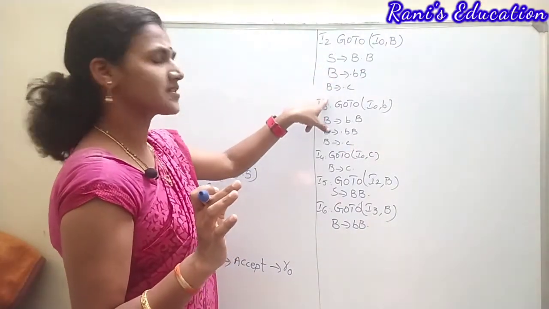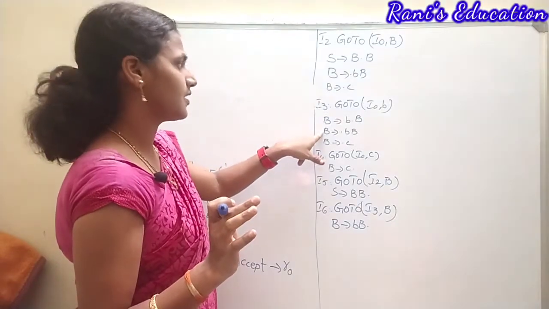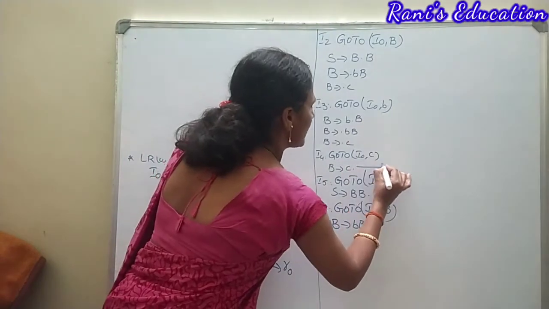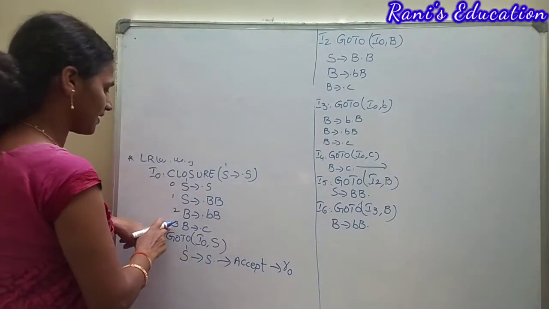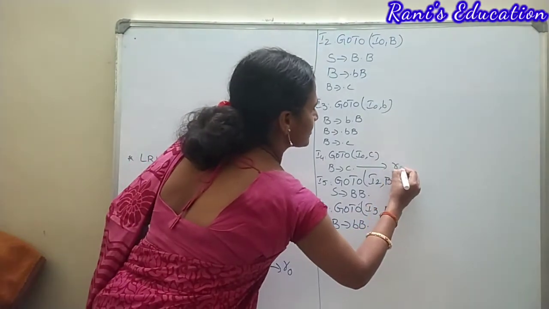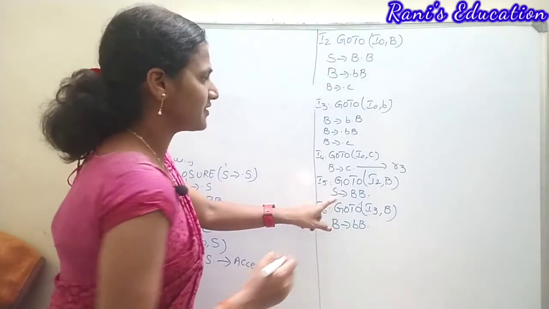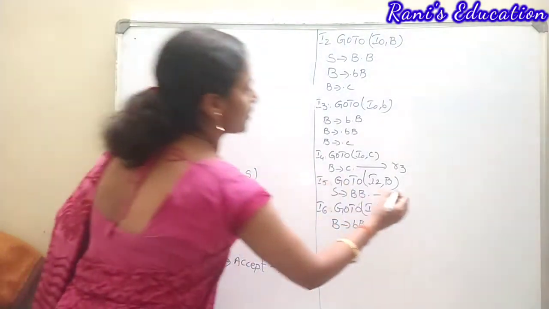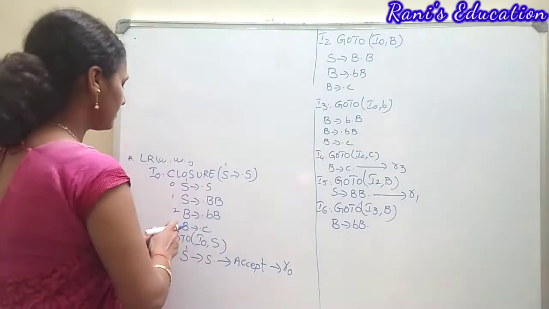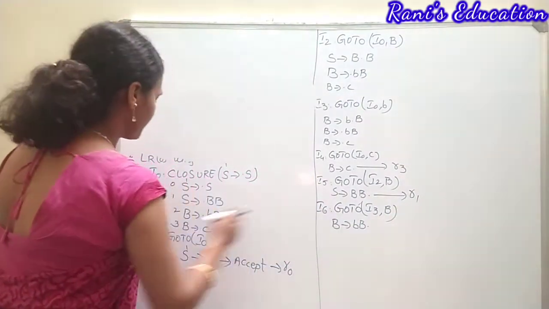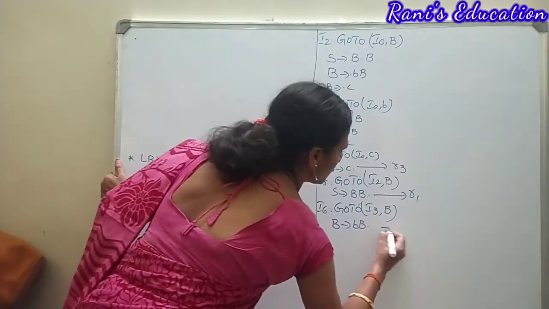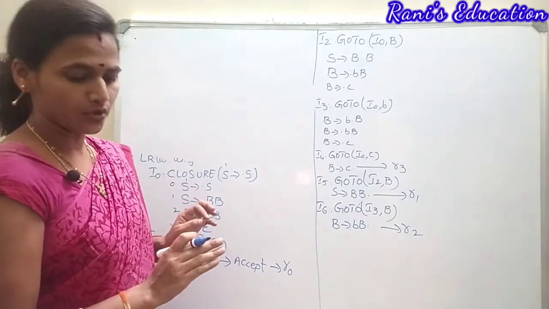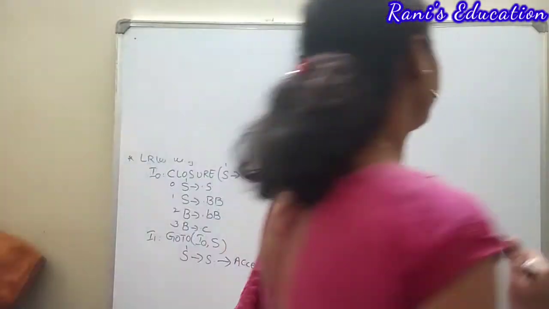So are there any productions completed in I2? No. Go for I3? No. I4? Yes, we have one completed production. What is the production number for B → C here? 3. So I am going to use the reduction number as R3. Go for I5, which is also a completed one, right? What is the production number for that? 1. So the reduction number is R1. Then go for B → BB. The production number is R2.